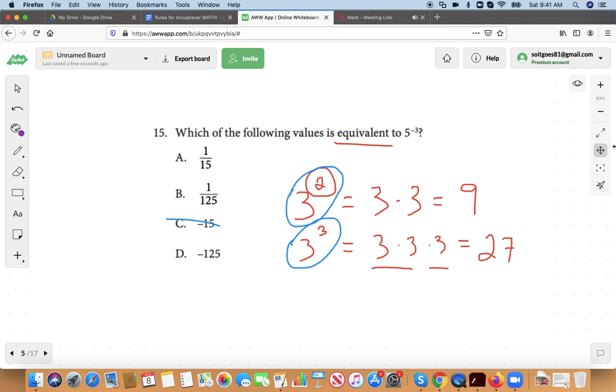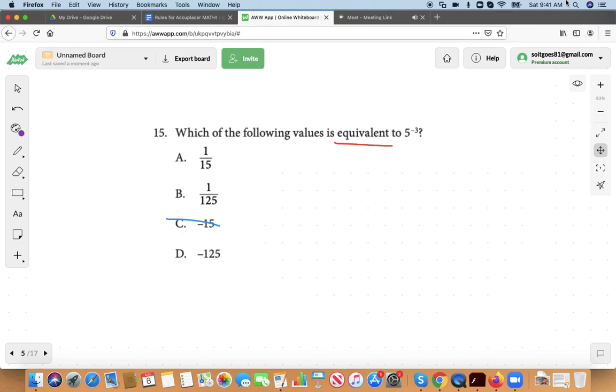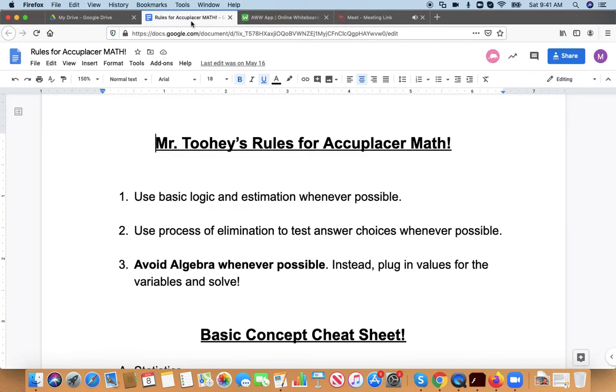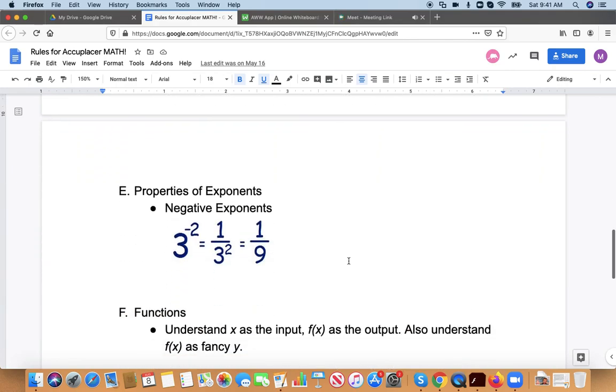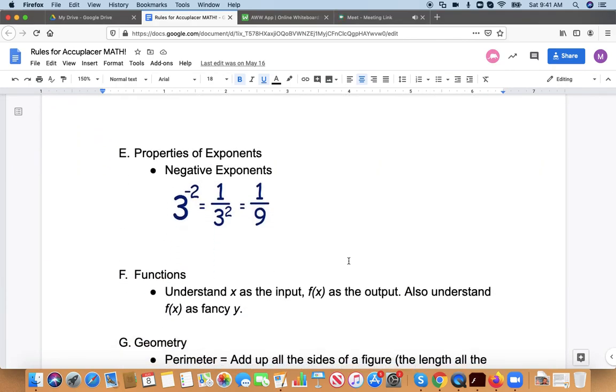Let's talk about what that negative exponent means, though, okay? And I want to go to the rules for math, Accuplacer Math, real quick. Do you see this on my screen? Yes, sir. Okay. So we've got basic concept E, properties of negative exponents. They do test you on negative exponents. Take a look at that.